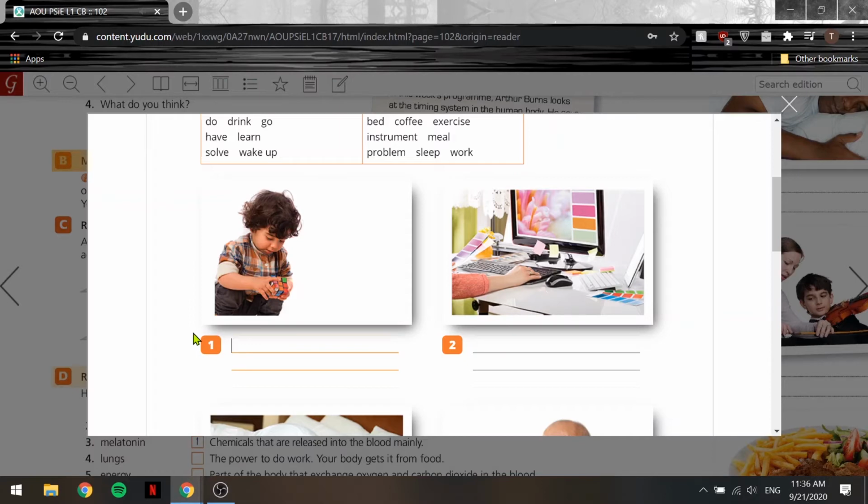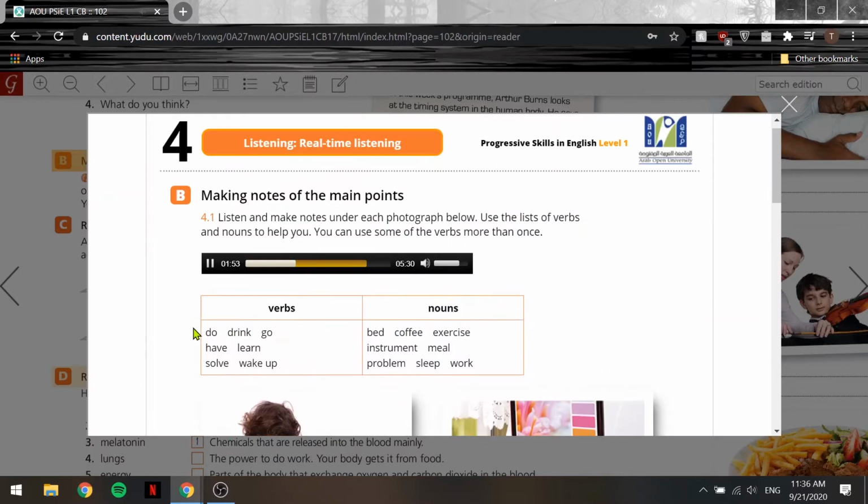Melatonin tells the body to get ready for sleep. So, between 10 p.m. and 11 p.m. is a good time to go to bed.